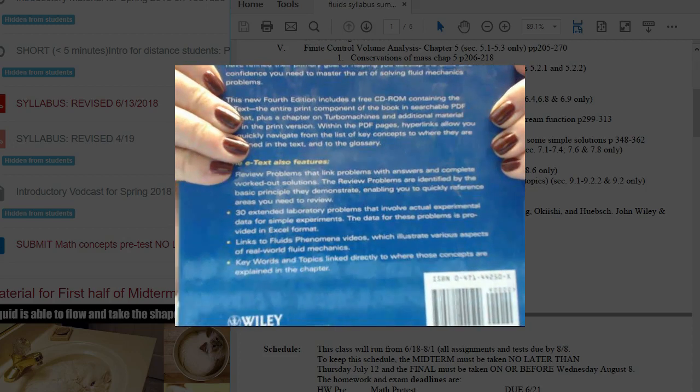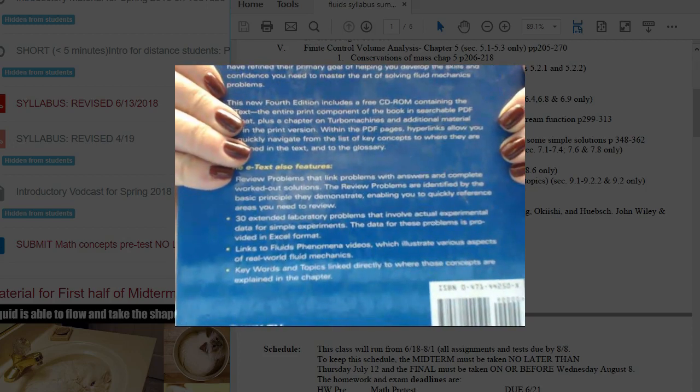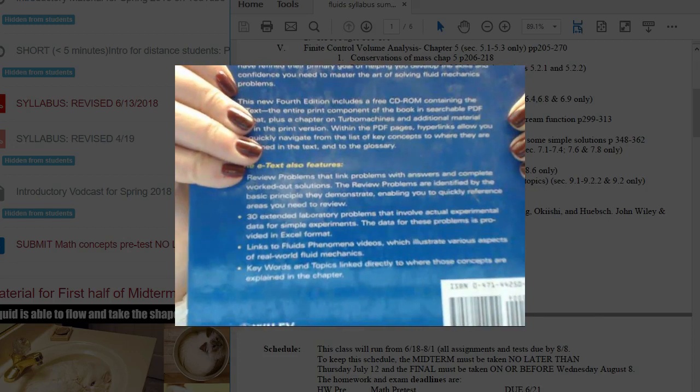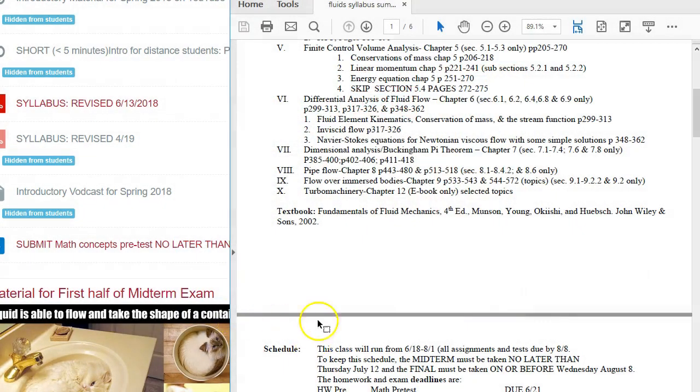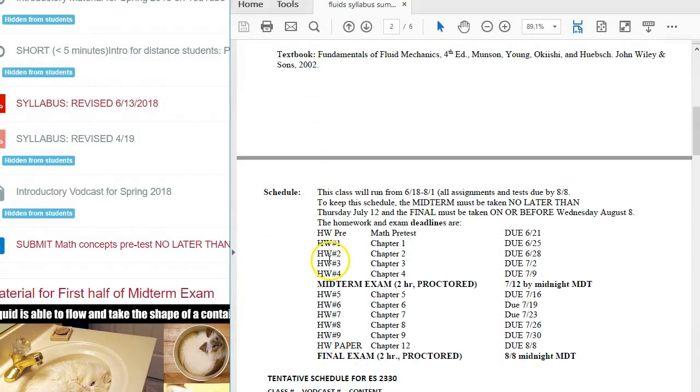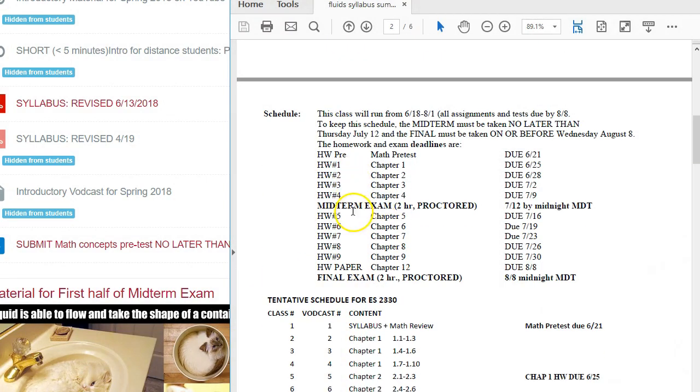There you go. All right, so if you wish to purchase the book, you are welcome to, but there is no need for you to do so. All right, so going back to the syllabus then, this schedule will keep us on task.